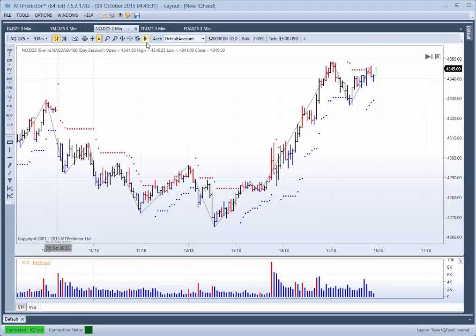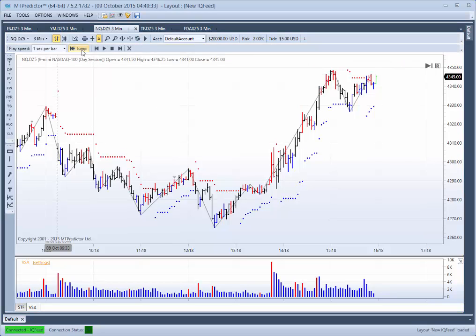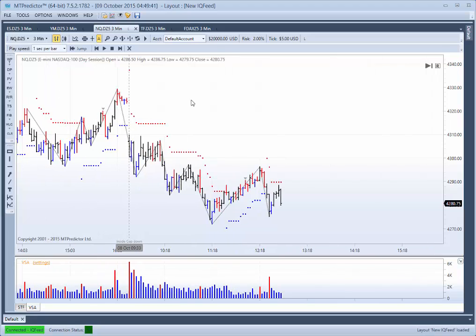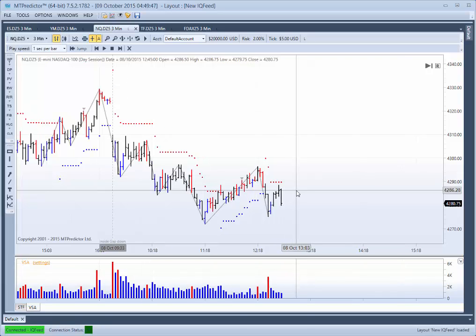So I want to go through again what the VSA trade setup or volume spike analysis setup is. So let's use our training mode or chart replay and take the chart on the Nasdaq here back to, say, this bar here. This is at 12:45 in the afternoon, or just before lunch. So what are we looking for?